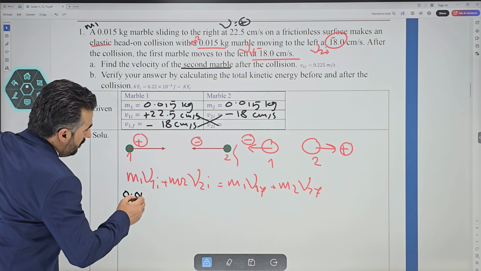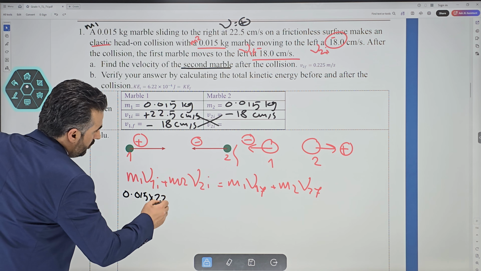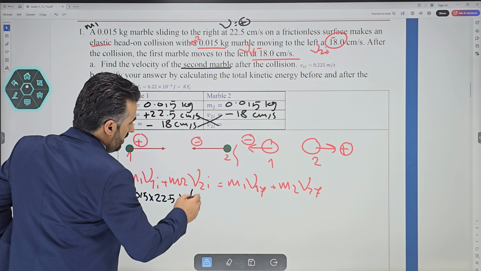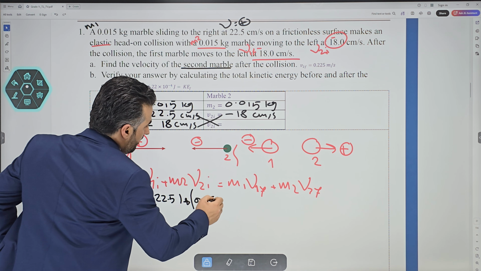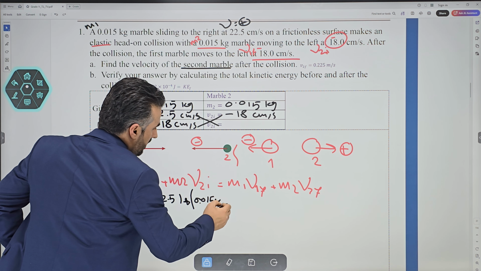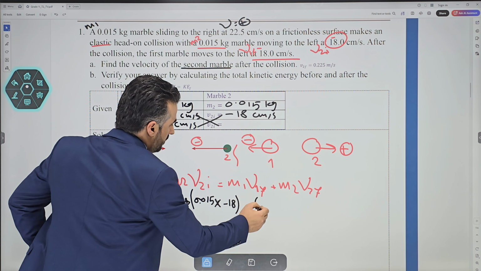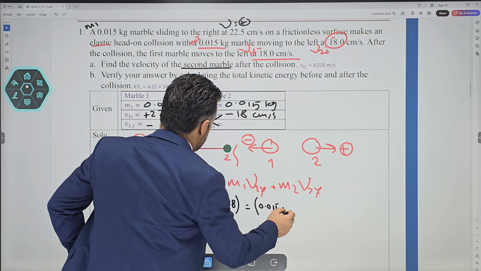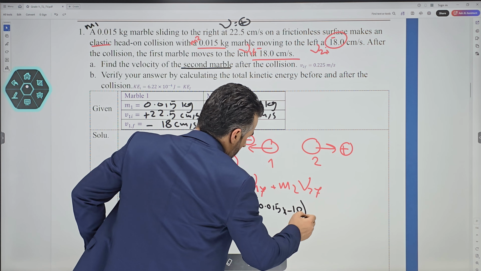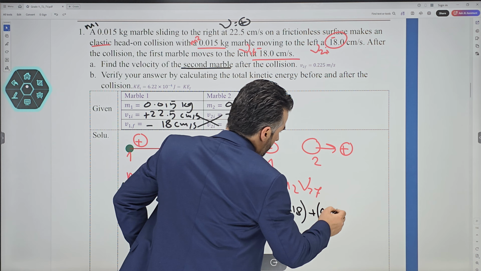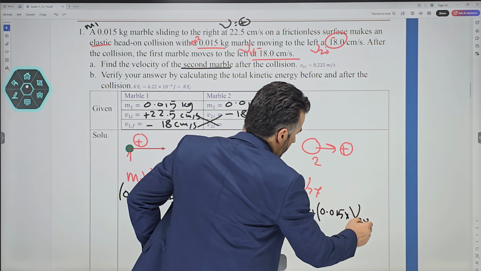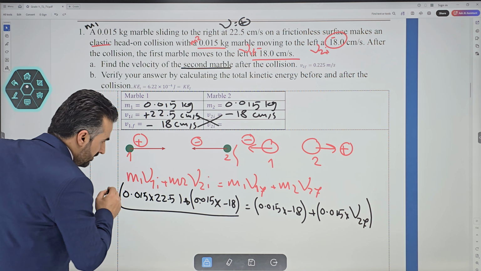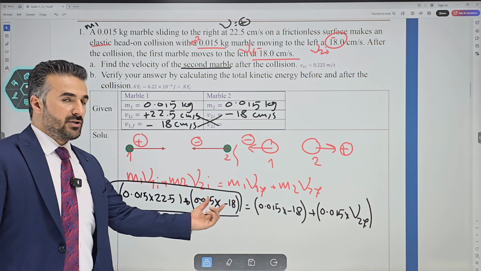It is 0.015 times v1 initial, 22.5, plus the second one, 0.015 times v2 initial, which is negative 18. Don't forget, it is equal to the first mass, 0.015, times v1 final, negative 18 because it is rebounding, plus the second mass, 0.015, times v2 final, unknown. All you have to do is just find v2 final. You'll have to add these two together.